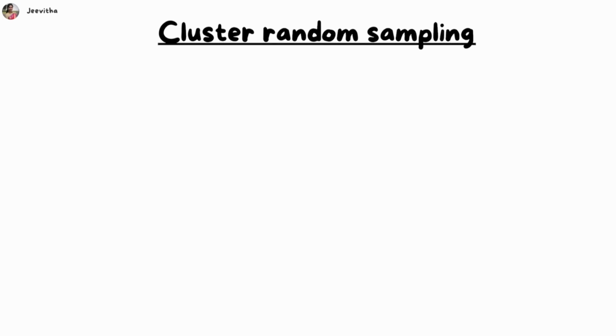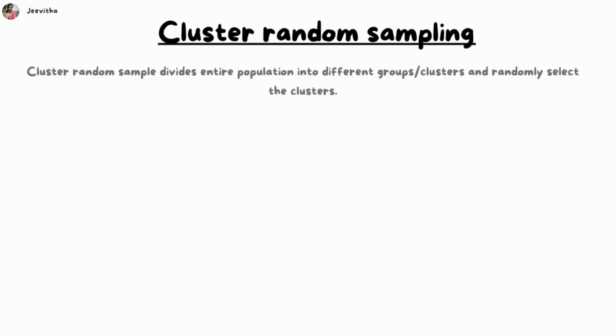Cluster, in the sense of a group. This is almost similar to stratified, but there is a small difference. Cluster random sampling divides the entire population into different groups or clusters, and then it randomly selects the clusters. So here it's not randomly picking people from each group, rather it just includes random clusters.